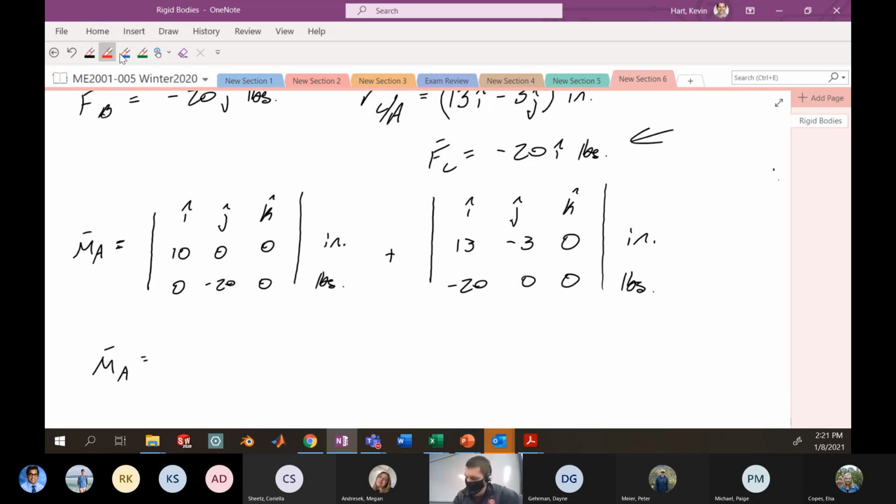So I go through the process here. I'm kind of going down my diagonals. Okay, nothing here, nothing here. I will have something in the k here. So -20 times 10 in k hat. It's going to be -200 k hat inch pounds. And I'm going to add to that the contribution from the other guy.